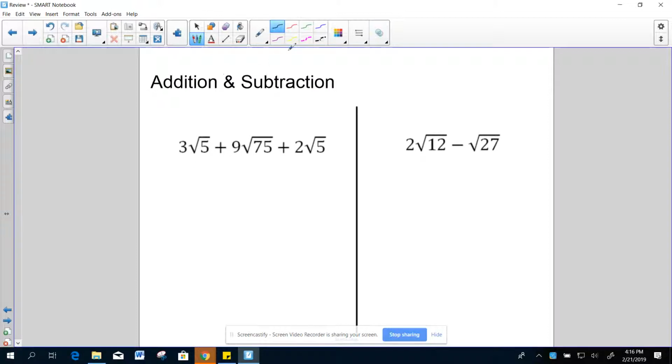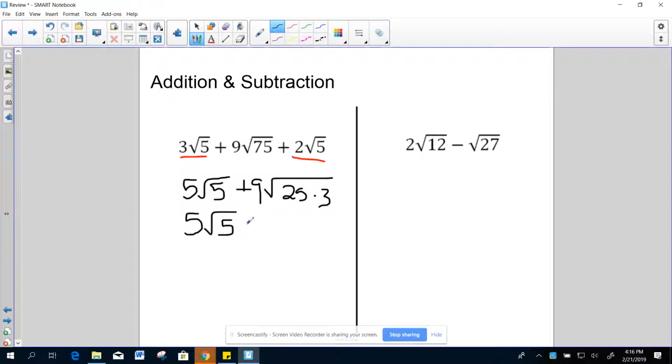Moving on, addition and subtraction, I would start by looking at what like terms I have to begin with. That would give me a 5 rad 5. I would need to break down 75 into 25 times 3. 5 rad 5 I can't do anything with, so it's just going to stay out front. I would have 9 times the square root of 25, which is 5 rad 3. 5 rad 5 stays put. I would have 9 times 5, which gives me 45 rad 3. I can't do anything more. The radicals are not alike, so there's no more simplification that can be done.